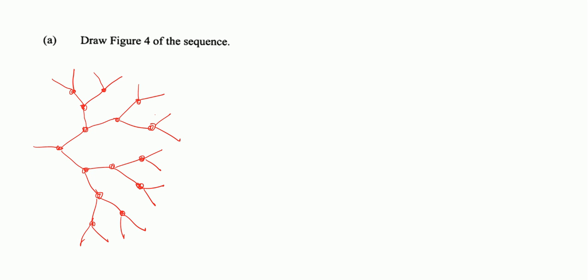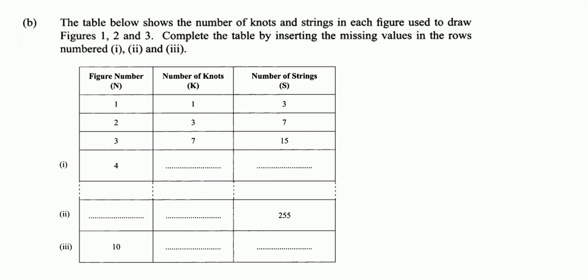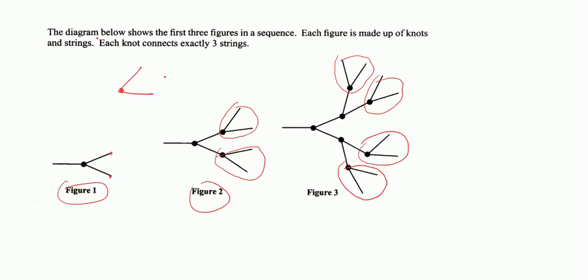Now, let's go to the table now. Let me go back to the first figure. So we have figure 1, and we look at the number of knots we have. Let's call the figures n. So this is figure 1, figure 2, and figure 3.